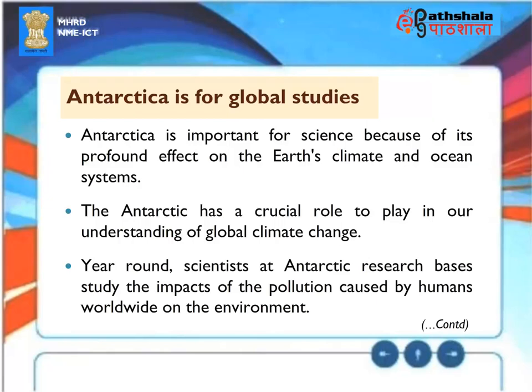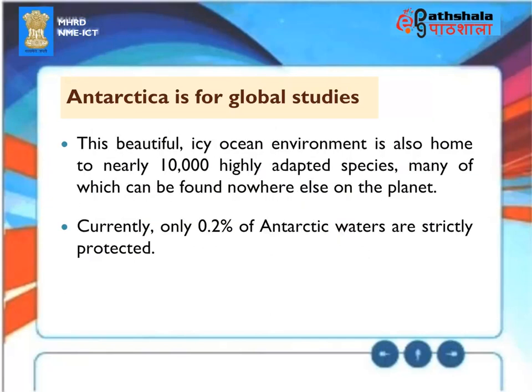Antarctica is for global studies. Antarctica is important for science because of its profound effect on the Earth's climate and ocean systems. The Antarctic has a crucial role to play in our understanding of global climate change. Year-round, scientists at Antarctic research bases study the impacts of the pollution caused by humans worldwide on the environment. This beautiful, icy ocean environment is also home to nearly 10,000 highly adapted species, many of which can be found nowhere else on the planet. Currently, only 0.2% of Antarctic waters are strictly protected.